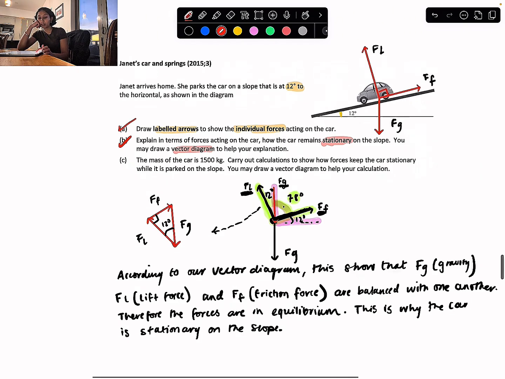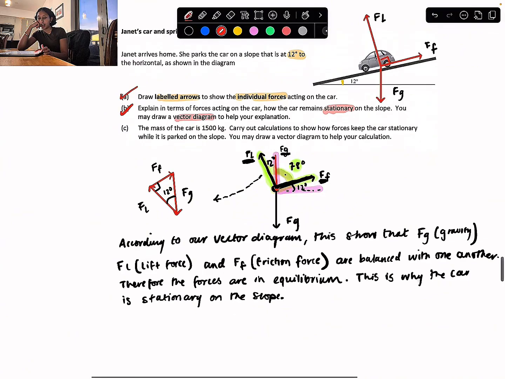Final part, we've got part C, and it's telling us the mass of the car is 1,500 kgs. That might be important. Carry out calculations to show how forces keep the car stationary while parked on the slope. You may draw a vector diagram to help your calculation. So I've already done a vector diagram, but we have to calculate and show that these forces are balancing each other out with numbers.